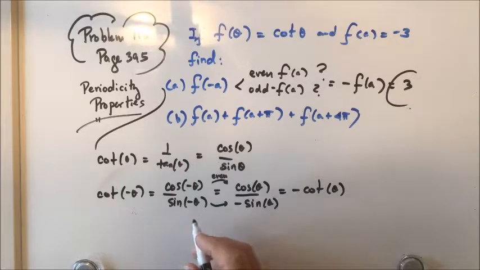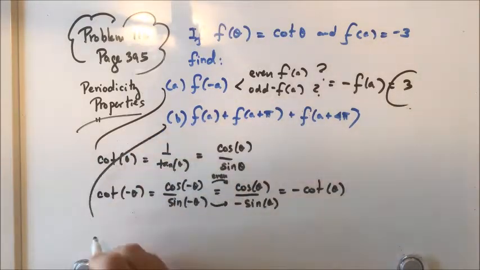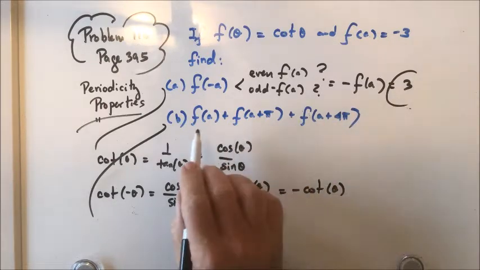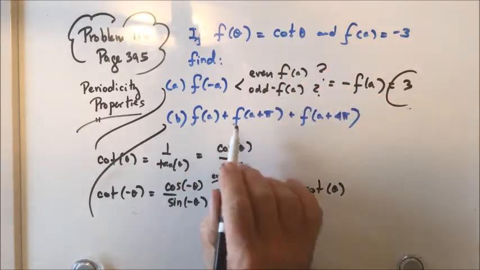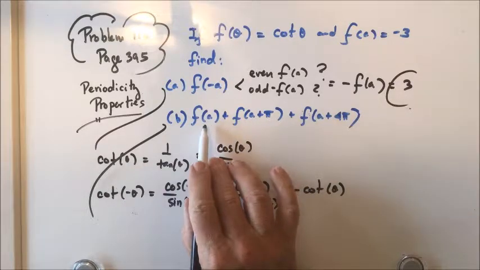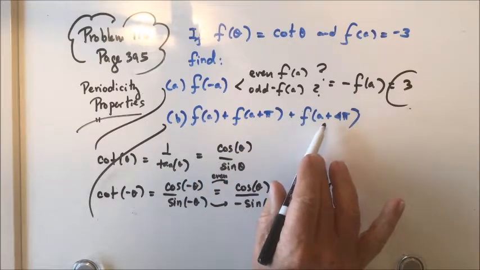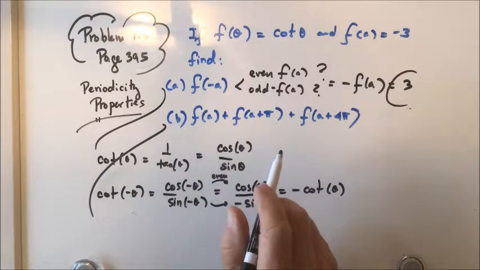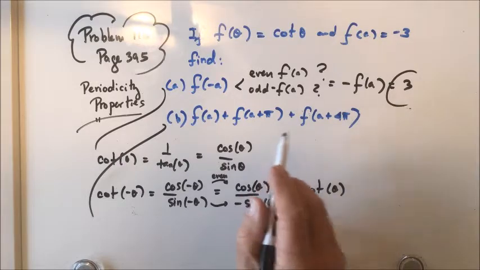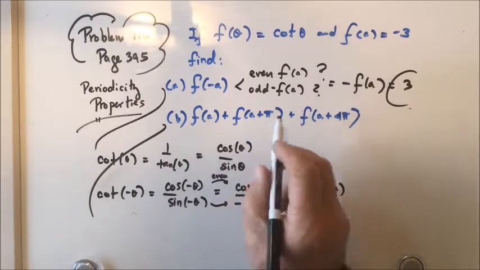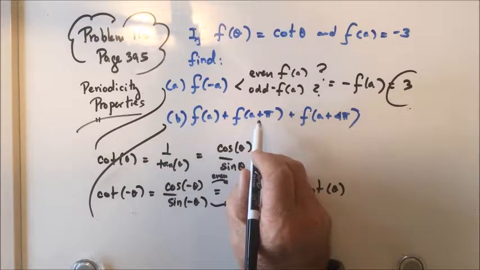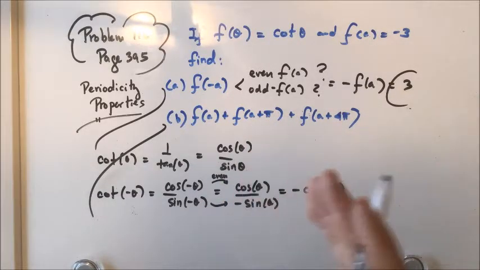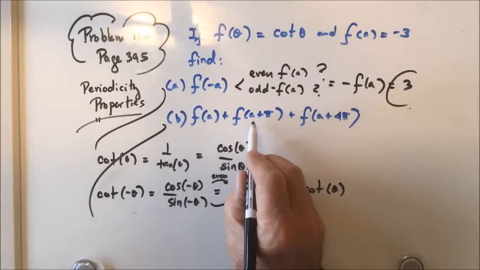Okay, let's take on problem B now. Problem B is saying that f of a is equal to minus 3, and f is the cotangent. So what do I get if I add up this sum of 3 functions? Well, remember that the period of the cotangent is pi. You could draw the cotangent here if you want to and convince yourself of this, but no need really.